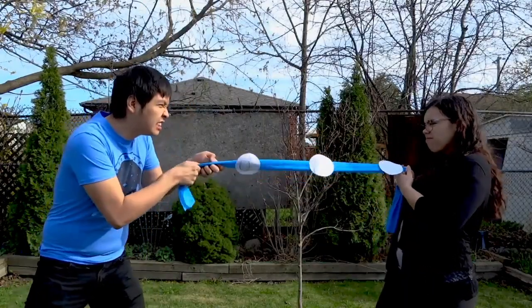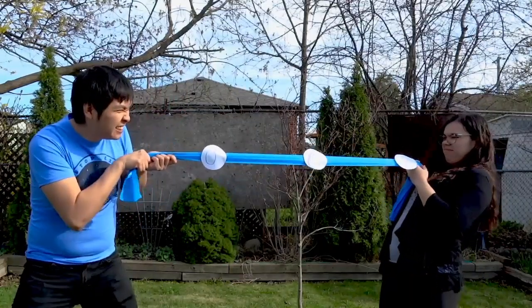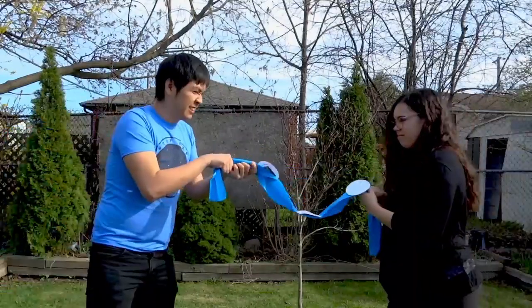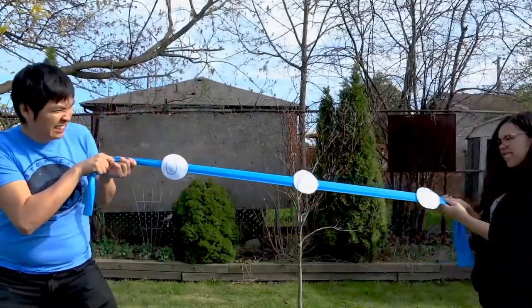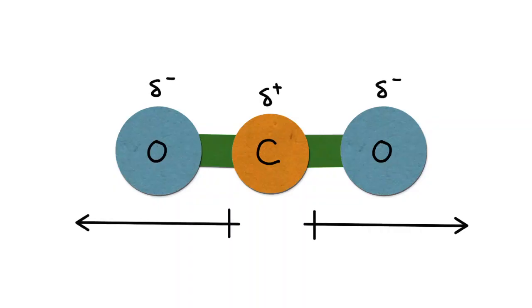My friends Simon and Vicky did an activity outside to show you what happens in carbon dioxide. Here, Simon and Vicky are both pulling on the ends of the molecule just like oxygen would, trying to pull electron density towards themselves. But they're balanced out. Neither one can steal all the electrons to one side of the molecule. So, having carbon in the middle, balanced by those two oxygens, carbon dioxide is nonpolar.